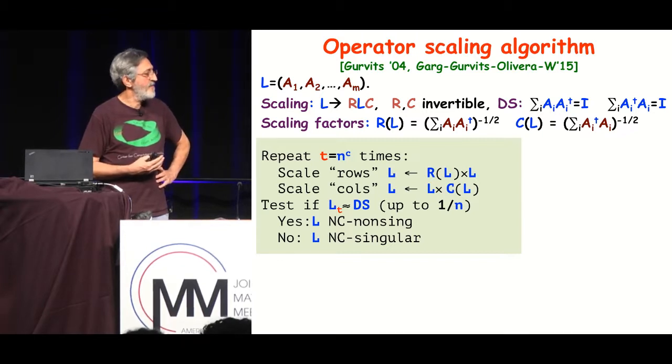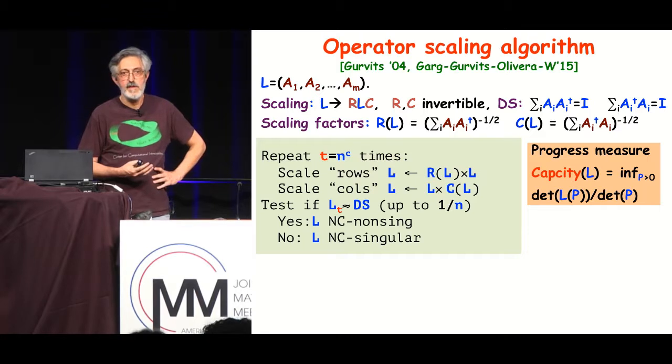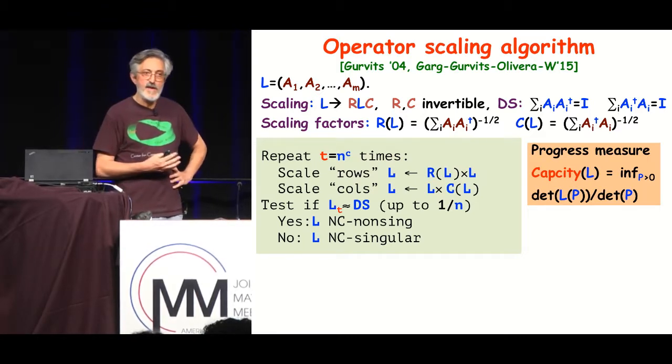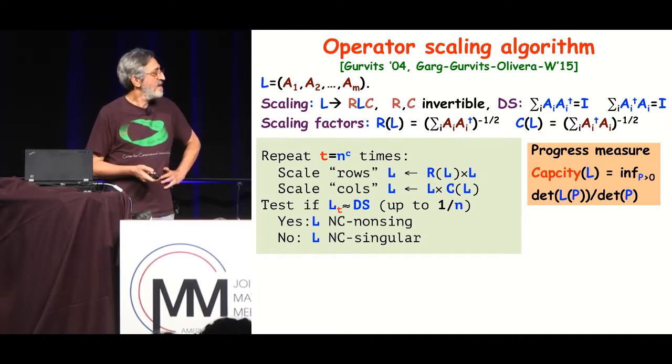And the key insight of Gurvitz was to define a notion that replaces the notion of the permanent. And he actually tried quantum permanent, which can be defined, but it didn't work. And the one that works is this notion of capacity that will come up on Friday again.